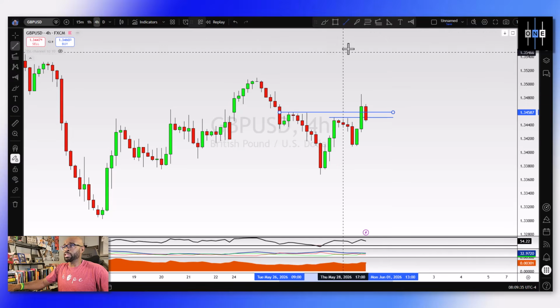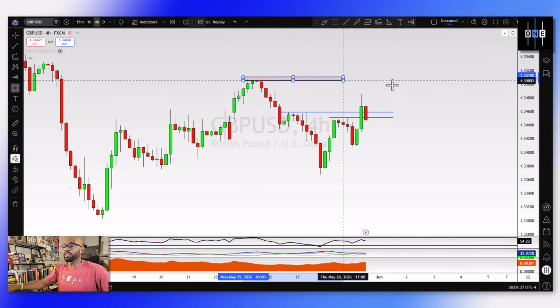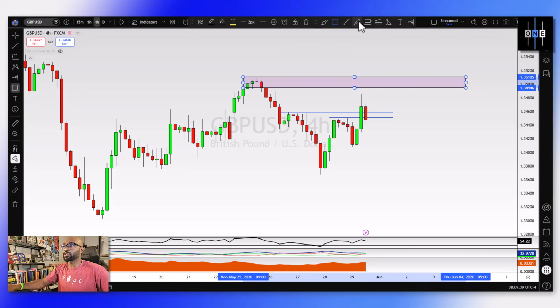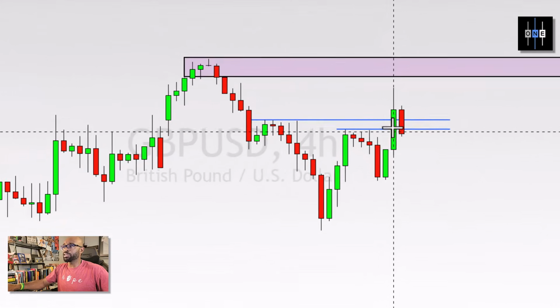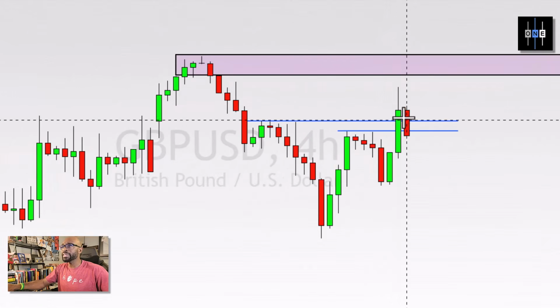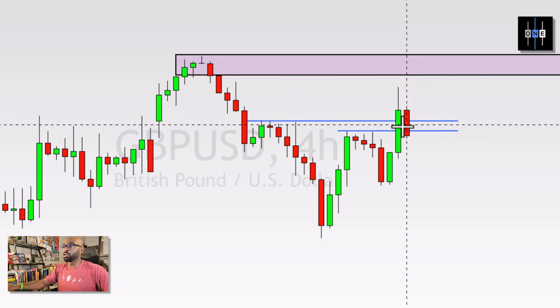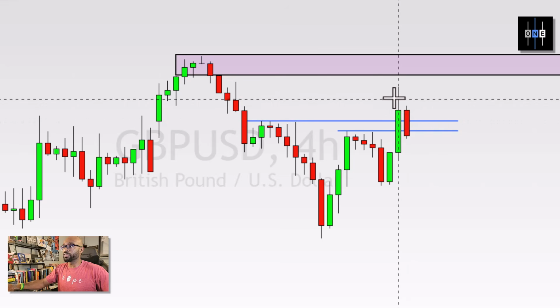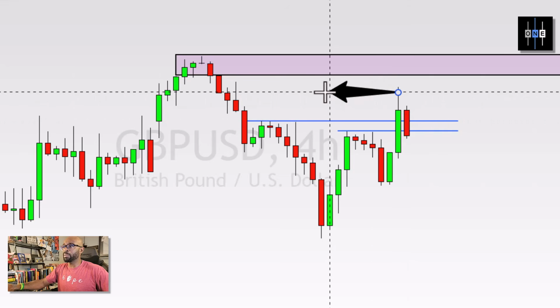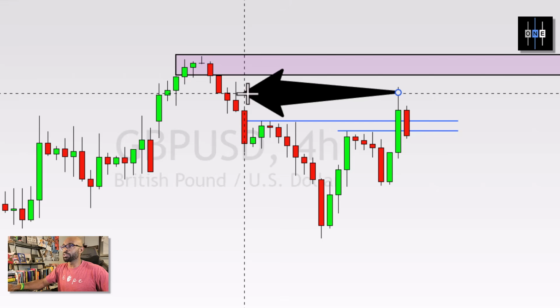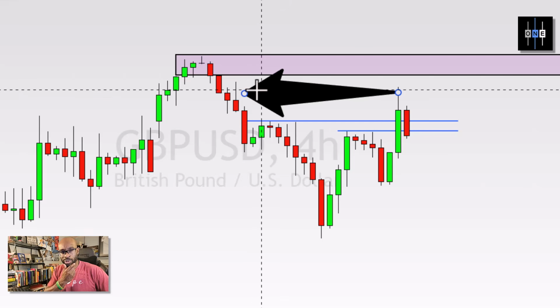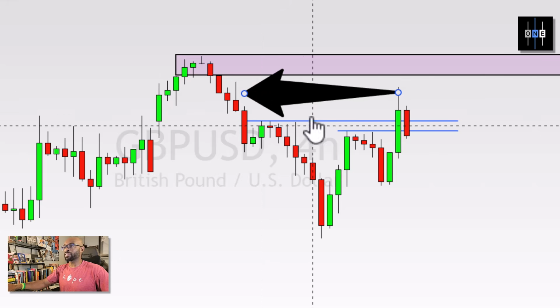Normally I would say, hey, our previous structure high right here is the clear spot. But if we pay attention to the previous green candle right here, you can see that it has a long wick to the upside, which shows us a sign of rejection. And that long wick comes right at another level, which also had a long wick to the upside. So that's a clue that the market respects this level.